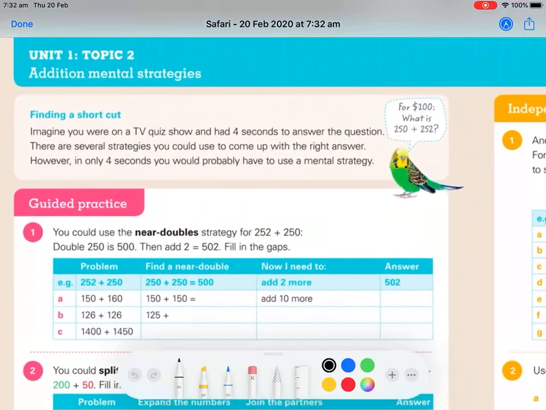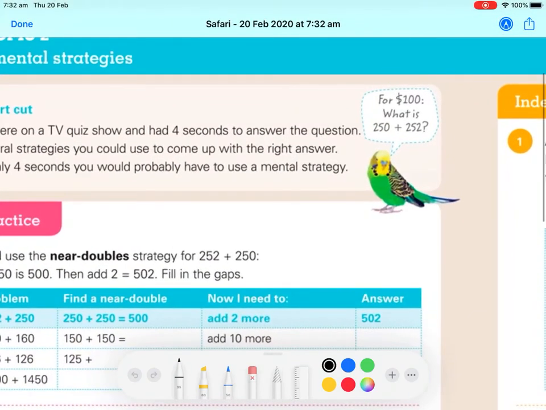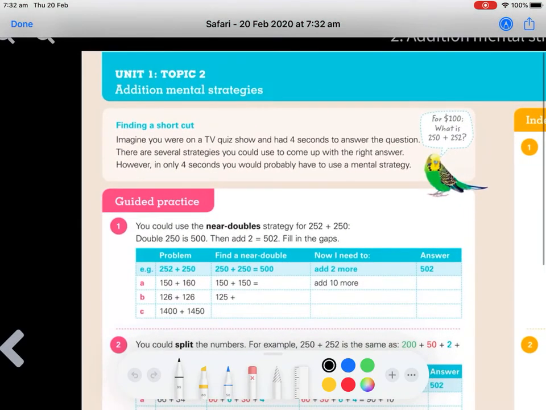Today we're looking in the Oxford Year 5 Math book, Unit 1, Topic 2. And as always, we'll start by reading up the top here. It gives us a few awesome little clues. So Mr. Budgie is saying, for $100, what is 250 plus 252?